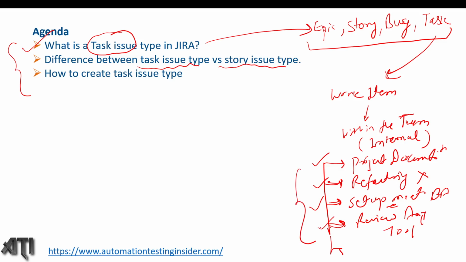I'll give you more examples when we create the task issue type based on the user stories we have created. Now let's talk about the difference between the task issue type and the user story. Since the task issue type is within the team, we create it within the team, so it doesn't necessarily deliver direct value to the end user.